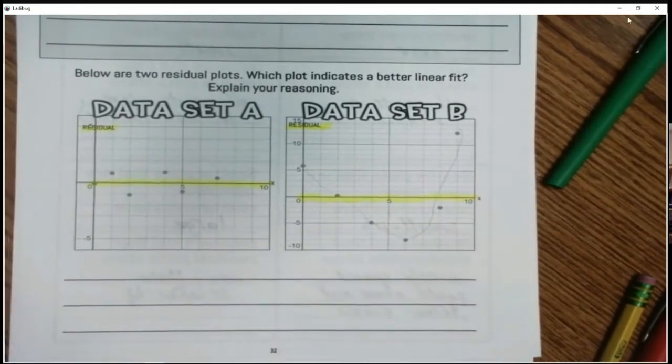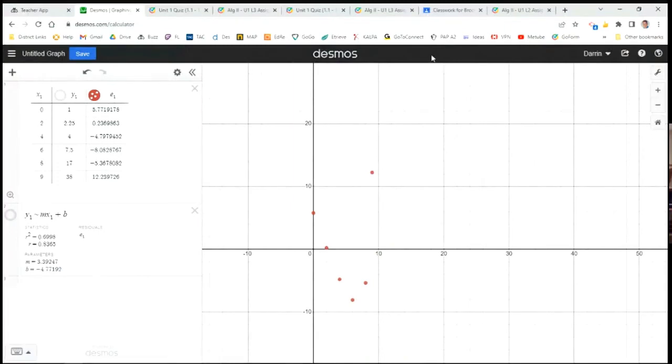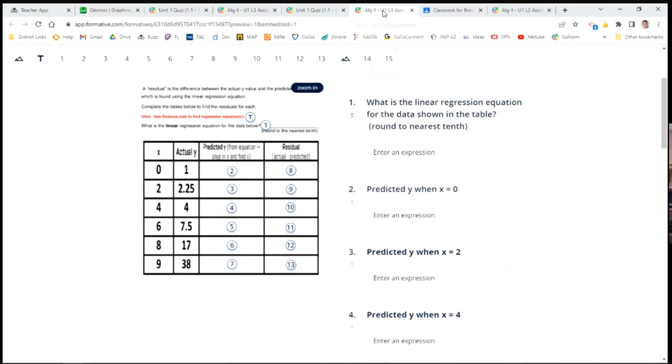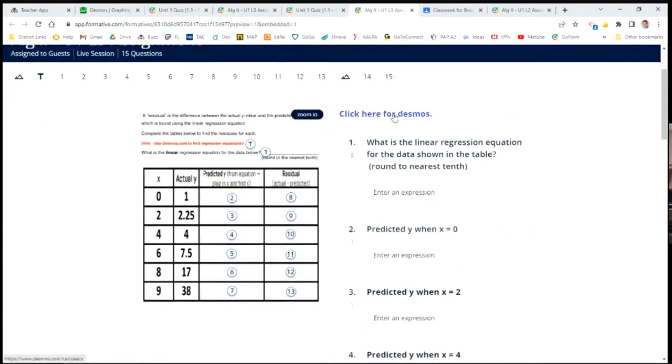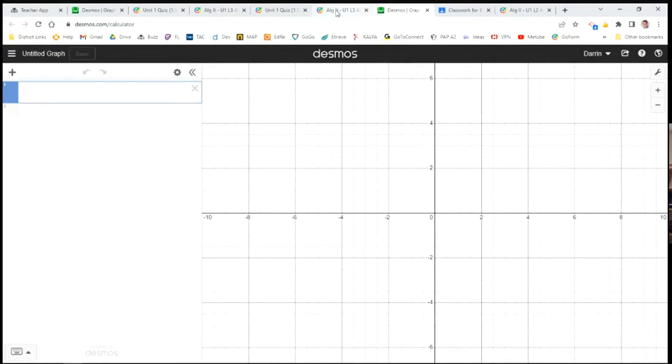All right, I want to look real quick at our lesson, the assignment we have this week. So here is Unit 1, Lesson 3 assignment. I'm going to go through this. You can click here to get Desmos. You click that, it'll open up Desmos for you in another window. You can use that table right there and create your information.